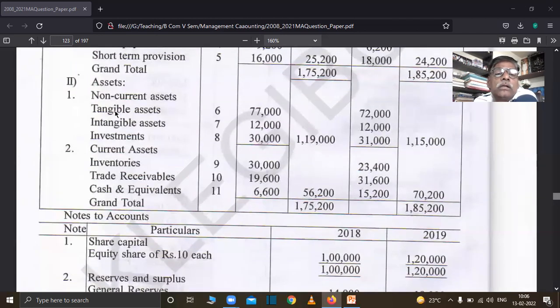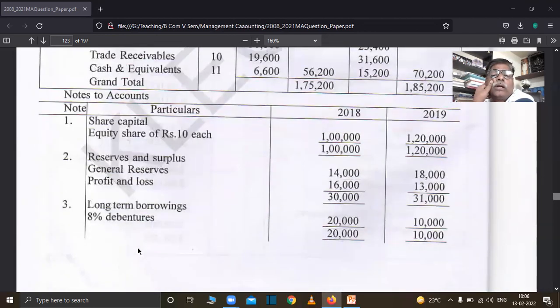Then regarding non-current assets, tangible asset, you have to check what happens. Intangible asset 12,000, 12,000, there is no change. It will not affect. Investment 30,000, 31,000. 1,000 increase is there. You may consider 1,000 as income or you may consider that as a purchase of investment or investments made. Then current assets, you take in the schedule of changes in working capital. These three items. Okay. Now you see the schedules one by one.